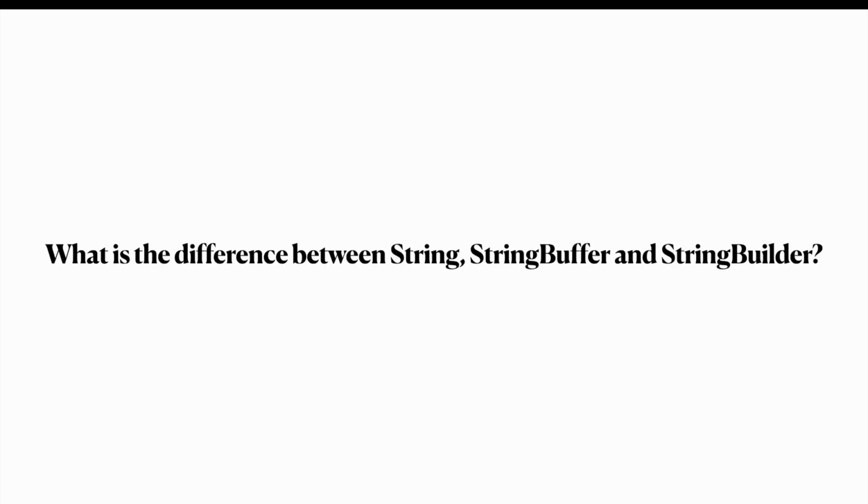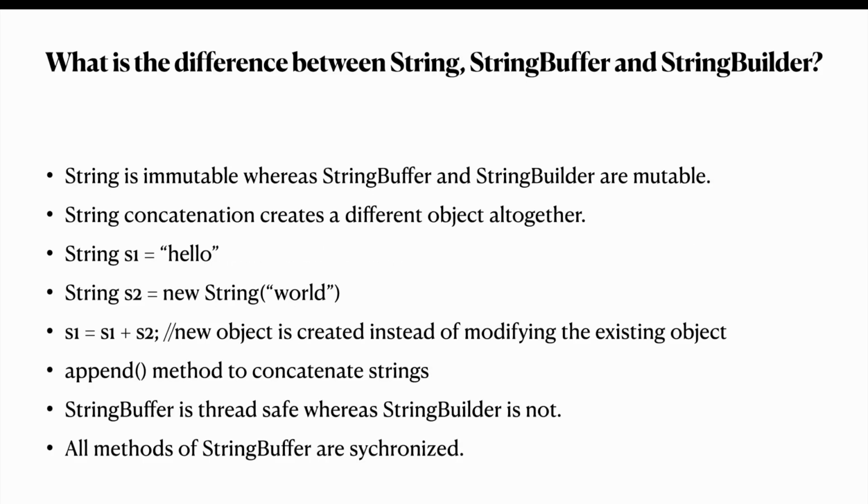What is the difference between string buffer and string builder? As you know, string is immutable in Java, wherein you cannot modify the contents of the string object. But string buffer and string builder were introduced by Java, so you are able to modify the string objects. String concatenation is not possible in case of string. So for string concatenation using the normal string class, it will create a different object altogether.